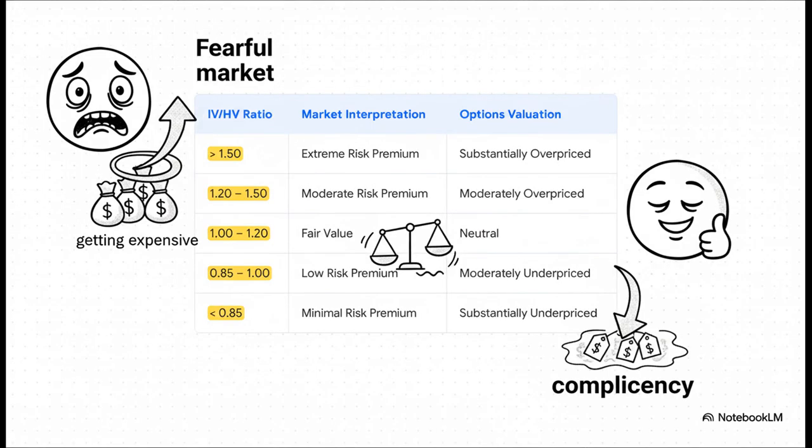And this is where the magic happens. This is how traders turn that number into a real-world interpretation. If that ratio is way up there, say above 1.2, it's a sign of fear. People are paying a big premium for protection, and that means options are getting expensive. If it's below 1.0, it suggests complacency, and options might just be a bargain.